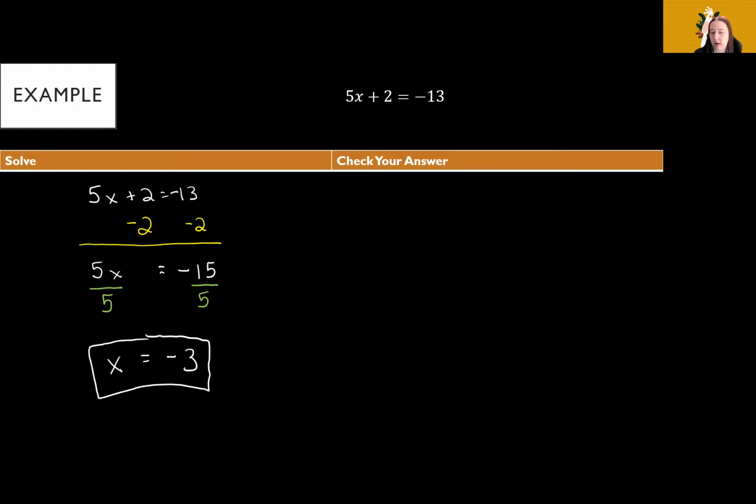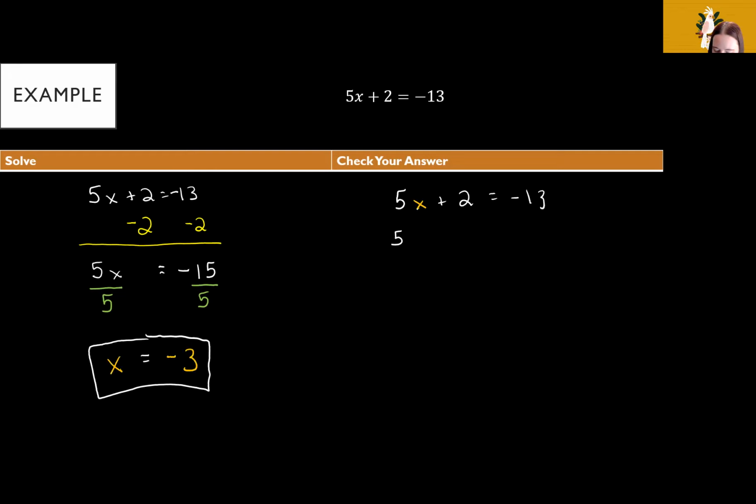Now to check your answer, you go back to your original problem, 5x plus 2 equals negative 13, and you are replacing the variable x with what it's equal to, negative 3. And then you're going to follow the order of operations on both sides, or try to simplify both sides and make sure that your left side is equal to the right side.